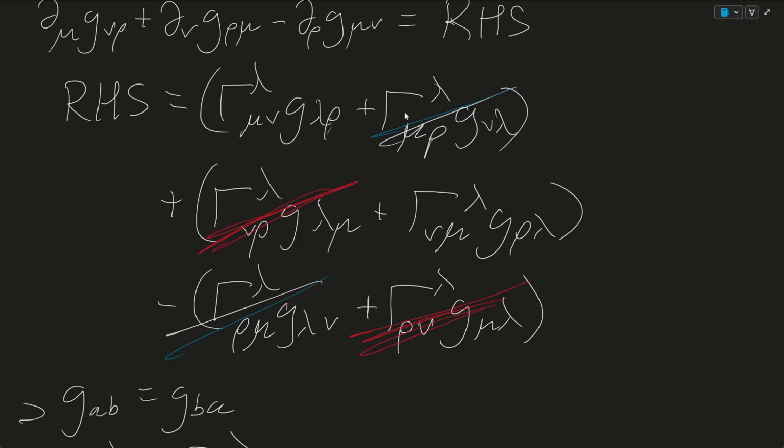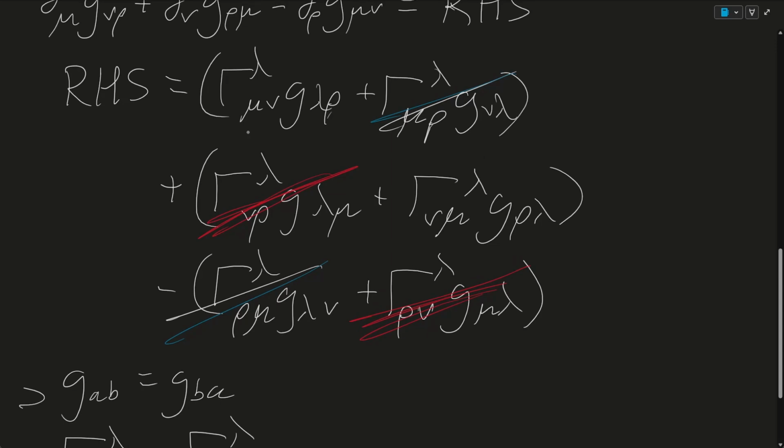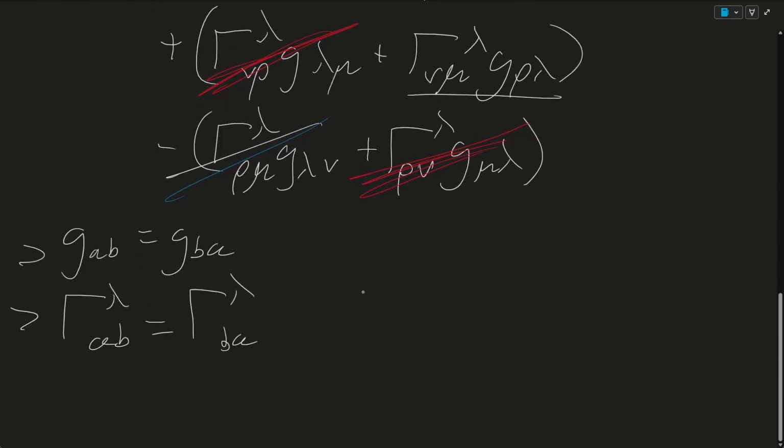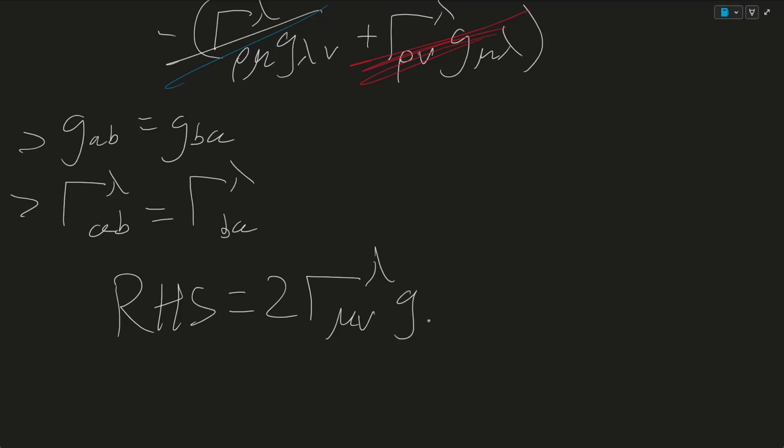And then we're left with these last two terms, which should be identical, and those two are identical. So we can say that the right hand side is equal to 2 times the Christoffel symbol sub mu nu super lambda times g lambda rho.